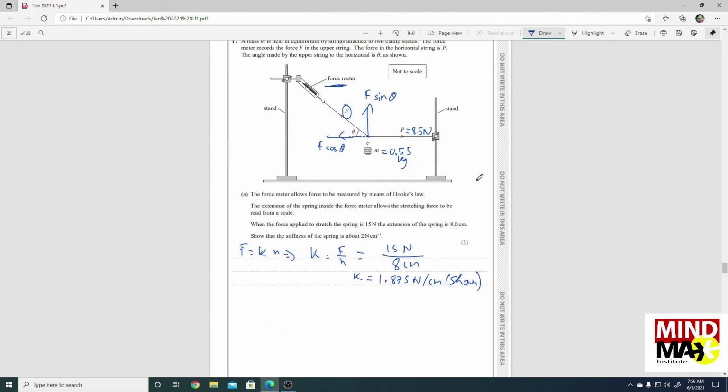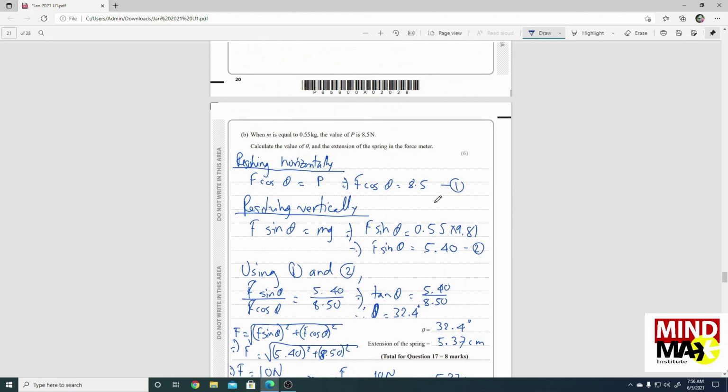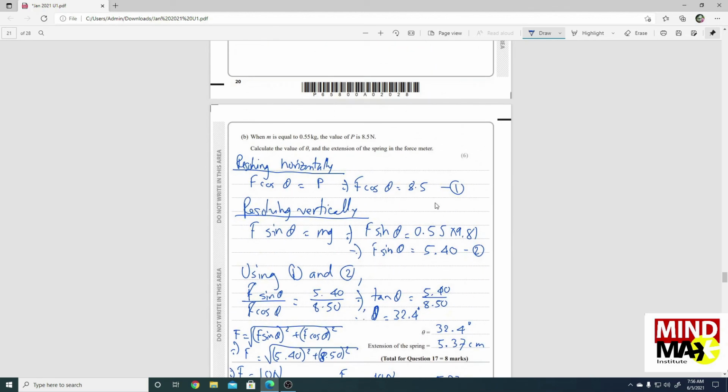So we have to resolve it horizontally and vertically. If you resolve it horizontally, we can see that this horizontal component of this force F is balancing the force P to the right. So F cos theta is equal to 8.5, and the vertical component of this force F, which is F sin theta, is balancing the weight of this mass, which is 0.55 kg. So we have to resolve them. So that's what I did. Okay, and after resolving them using 1 and 2, if I divide 1 by 2, what do I get? F and F cut off. So sin theta by cos theta gives us tan theta.